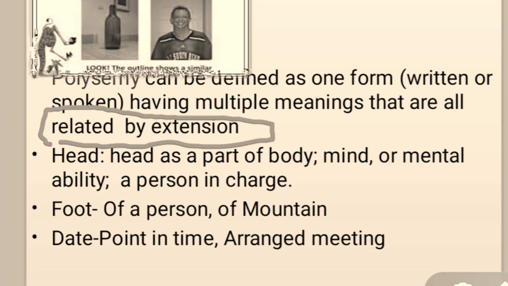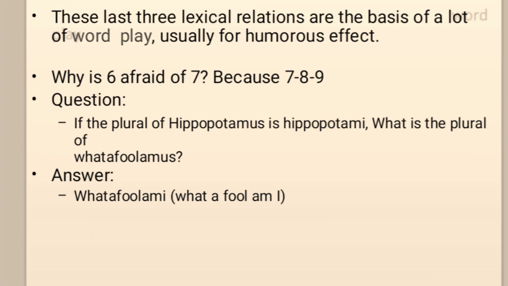So the meanings are related by extension. As I have given you the example of chip, in all the cases, to some extent, it is a small piece. This concept is related by extension. So date as a point in time and an arranged meeting: somewhere the meanings are similar. So yes, next one, wordplay.